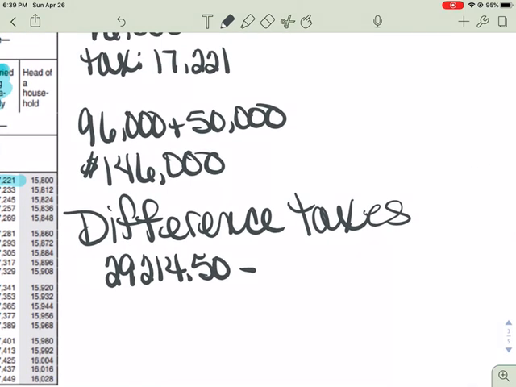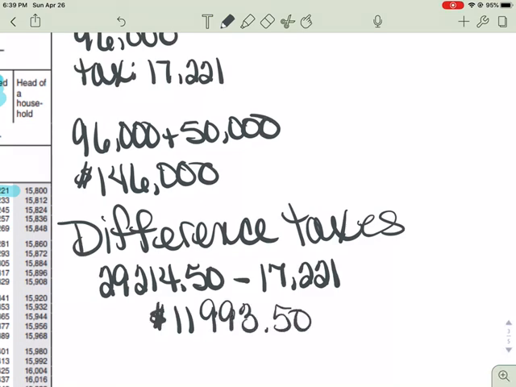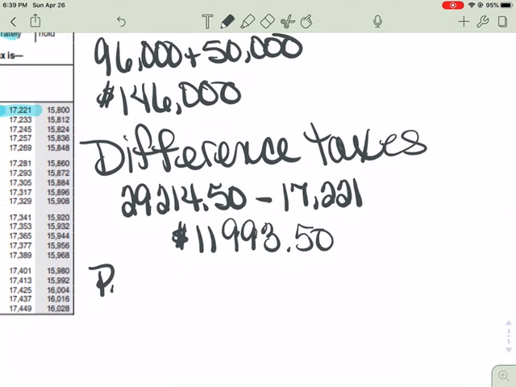$29,214.50 minus, that was the tax for the 146, the 17,221. Okay, I got $11,993.50. So there's the difference in taxes. Now, penalty. Okay, I probably spelled that wrong. No T there. Okay, so penalty, we have to figure out how much penalty he had to make.